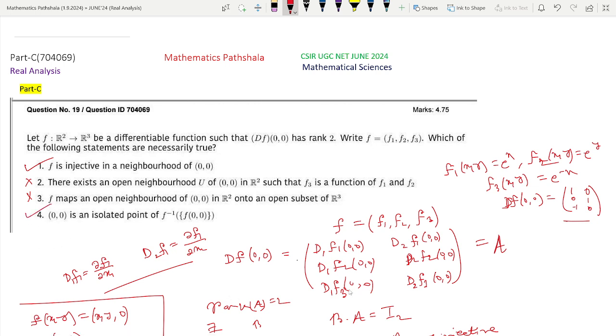So here option 1 and option 4 are the only correct options. This is the solution of this problem.